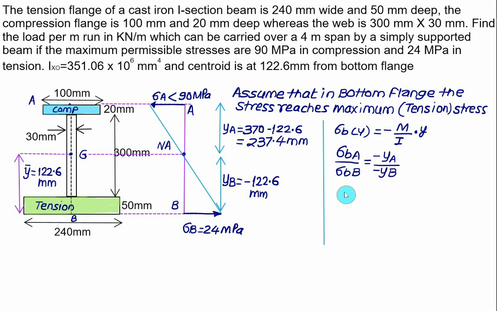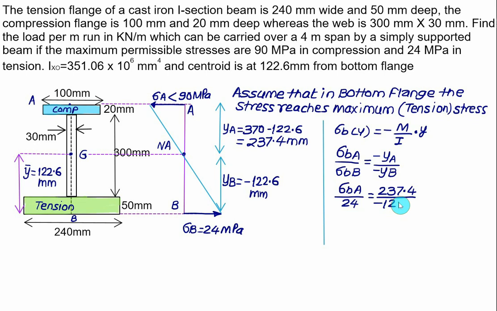So we have sigma A. Bending stress at B is a positive value, 24. y_A is a positive value, 237.4. The negative sign is already cancelled out. Divided by y_B, whose value is negative 122.6.